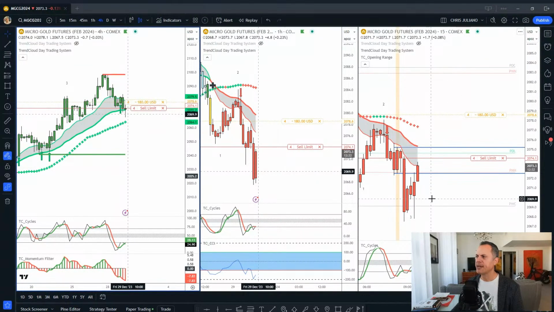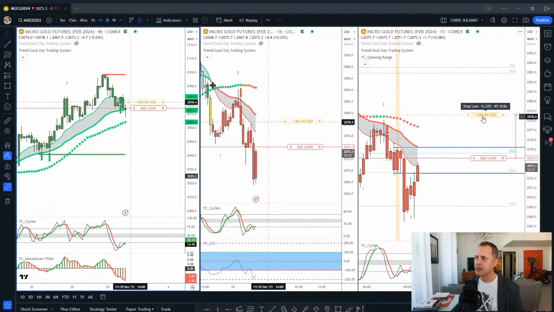If you have an edge, you just follow that edge, and that's all you can do. You're never going to know what's going to happen. Don't ever think that you know what's going to happen, because the day that you do, that's the day this number right here turns into, instead of $180, $1,500, and you wipe out all your profits. That's what happens.